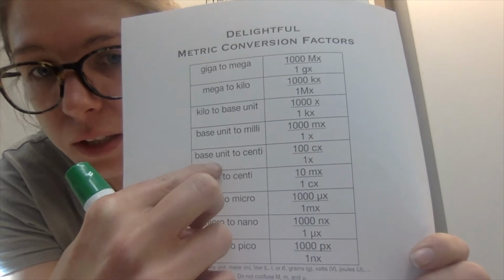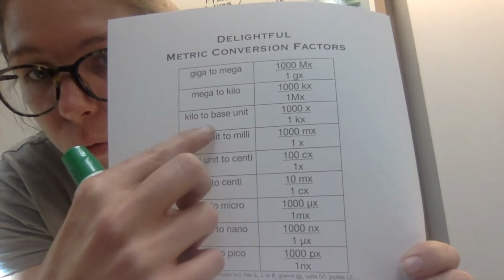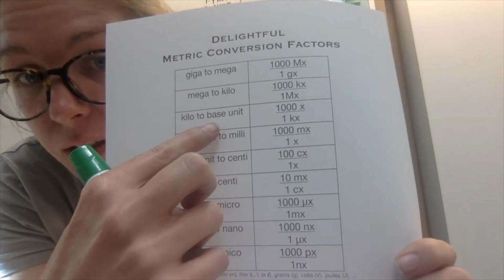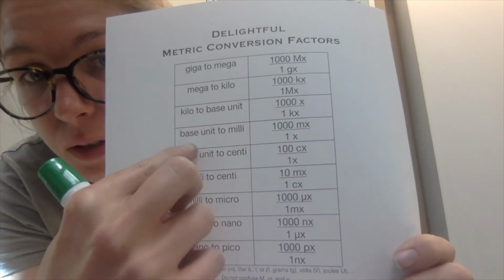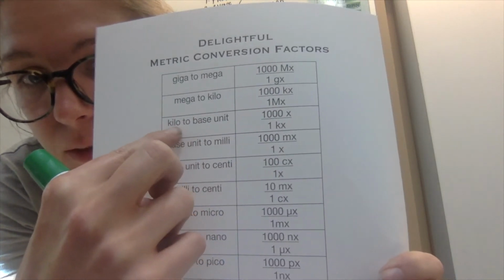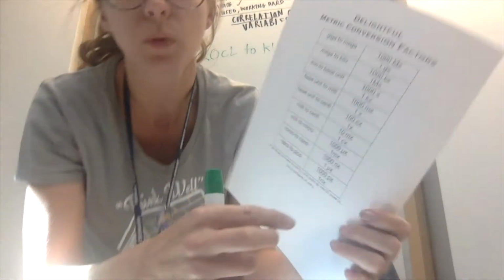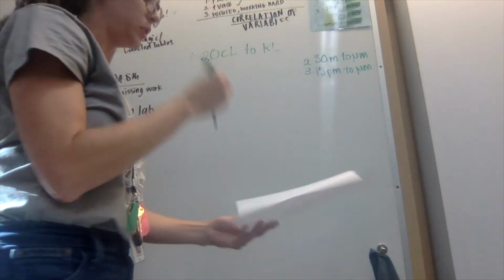Sorry, this is hard for me to do the opposite. So centi to the base unit, and then we'll be at the base unit, right? Centi to base unit, and then base unit to kilo. Wow, I really can't mirror myself. Okay, so centi to base unit to kilo. Those are the relationships that we are going to use.